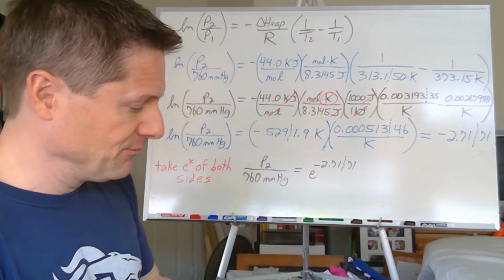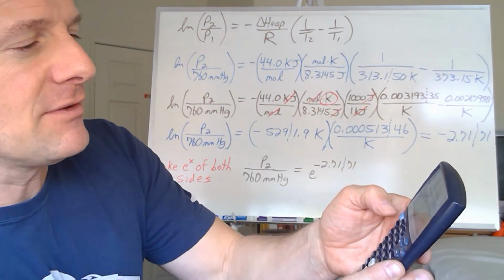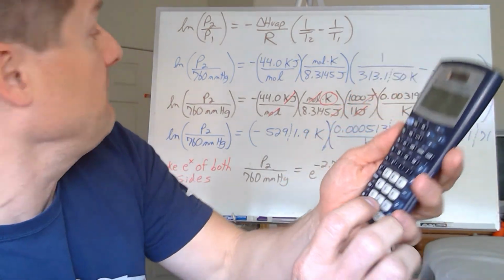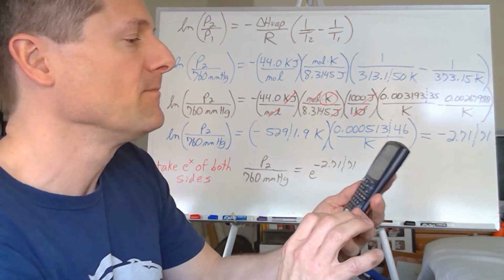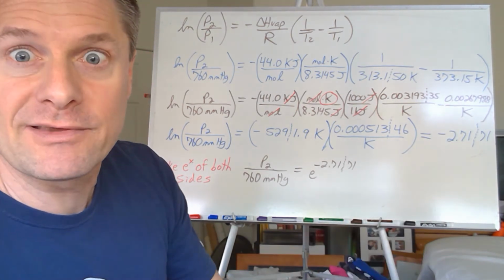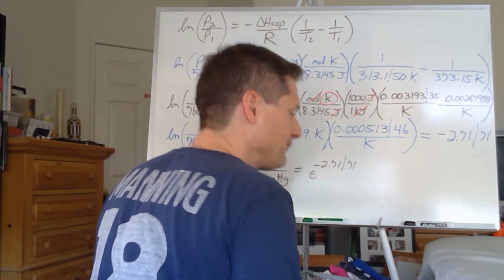Let's see what we get. So I've got to do the second function, natural log, there. The second function natural log gives me the e to the x, and then I'm going to do my negative 2.7171. So I get 0.066066068. It goes forever, but I can only have 2 significant digits, right?